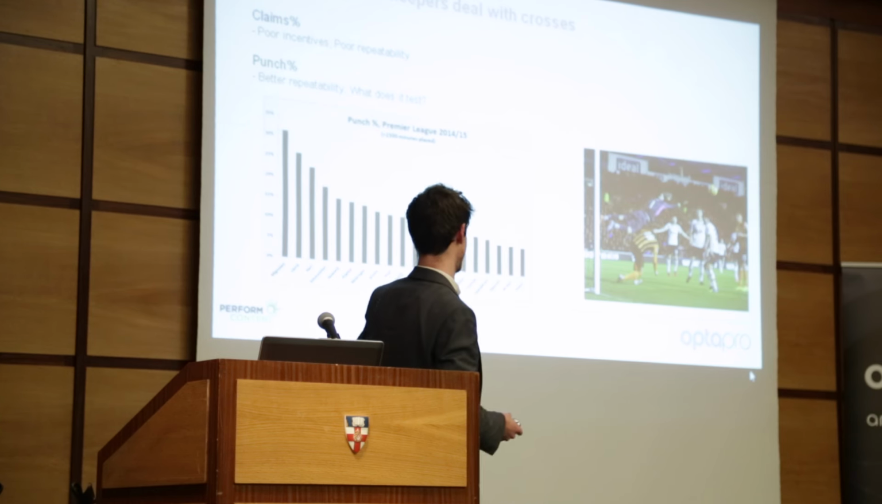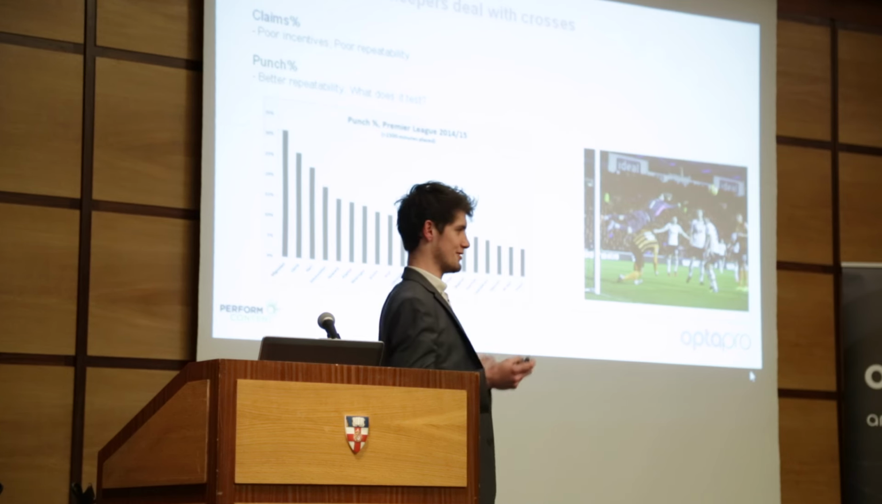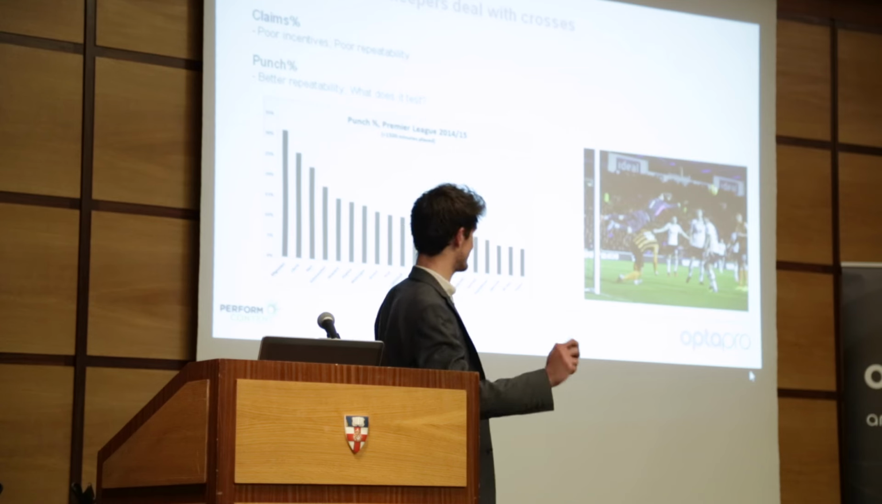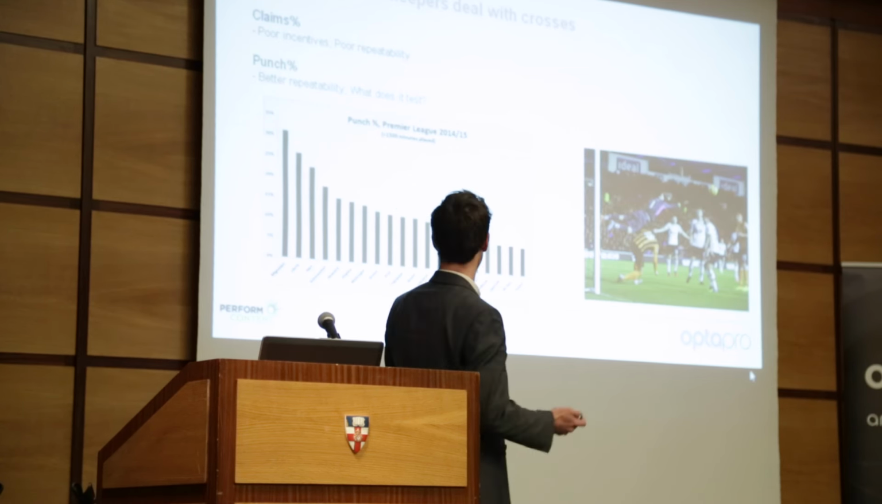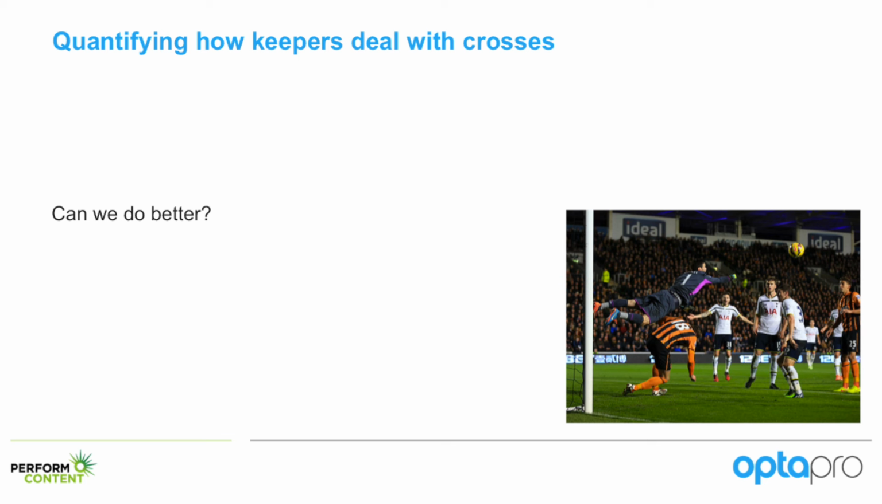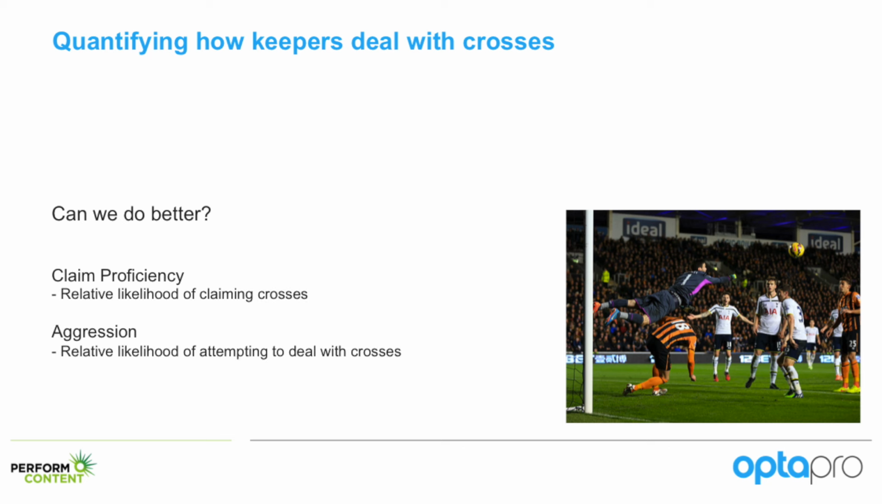So having a high punch percentage, is that a good thing or a bad thing? We don't really know. So punch percentage, although there's a degree of repeatability, how useful is it? Yeah, that's the problem. So can we do better? I think we can. And today I'm going to introduce two metrics that will ultimately be combined to create a composite overall KPI to try and judge how keepers deal with crosses into the box. First is claim proficiency, and the second is aggression, and I'll explain these in the next two slides.